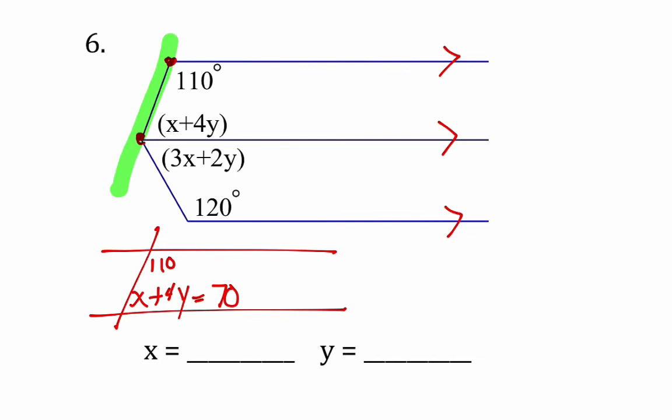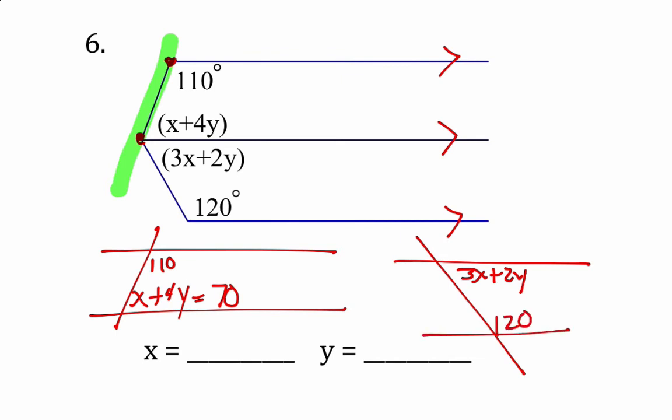Now I've got the same relationship further down because this line will be a transversal for the 3x plus 2y and the 120. So I'm going to draw that transversal cutting across the middle line to create 3x plus 2y and cutting across the bottom line to create 120. That's the same exact relationship, different transversal, but they're consecutive interior angles, which means this will equal 60 because consecutive interior angles add up to 180 degrees, and 120 plus 60 is 180. So this is just going to take more algebra to solve.